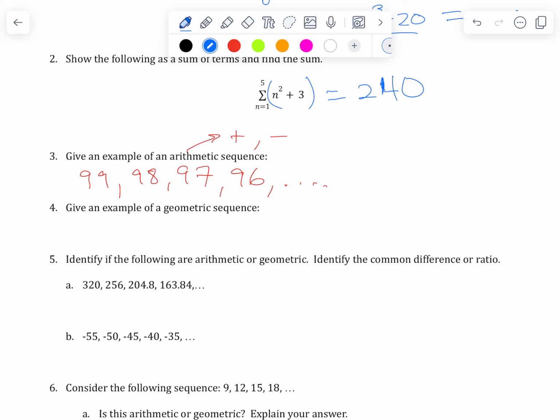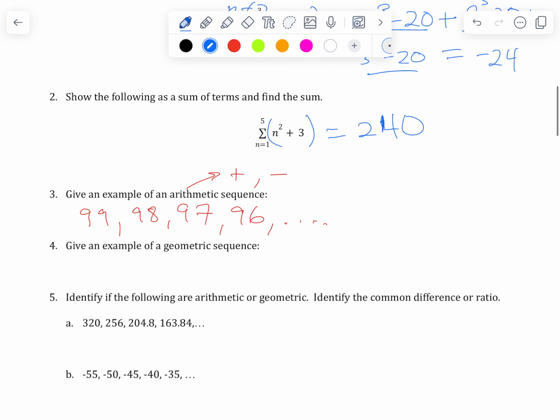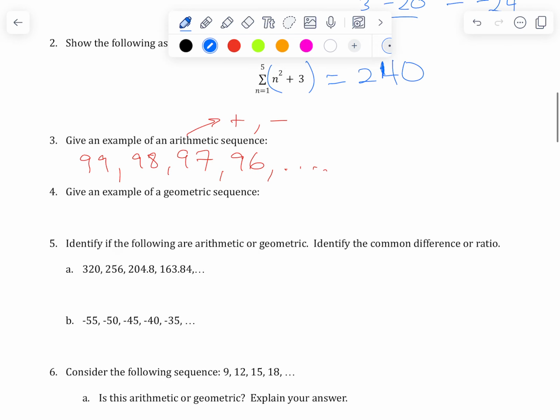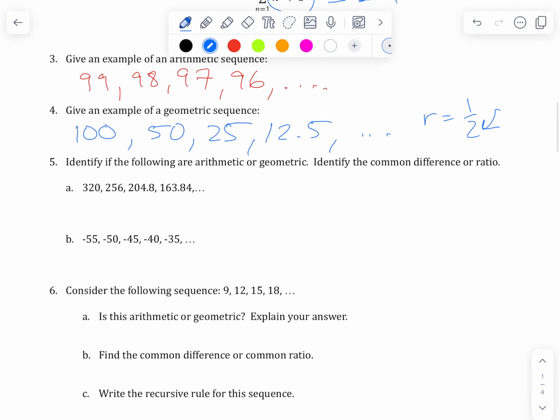Geometric is multiplying. A lot of people like to say dividing sometimes, but really we say multiplying by a fraction. So I'm going to multiply by a half. So do 150, then 25, then 12.5. Now, you might say that you're dividing by 2, which is true, but we always like to write it as what you're multiplying by, which is a half. Notice the 2 is on the bottom, that's why you're dividing by 2. And the reason I bring that up, that's called a common ratio, and that's what we're going to have to do in this next one.